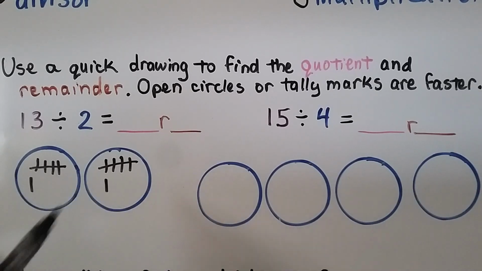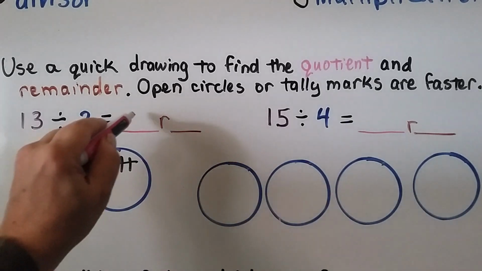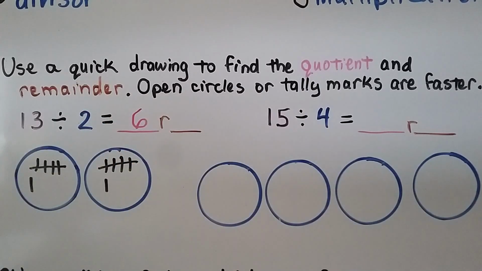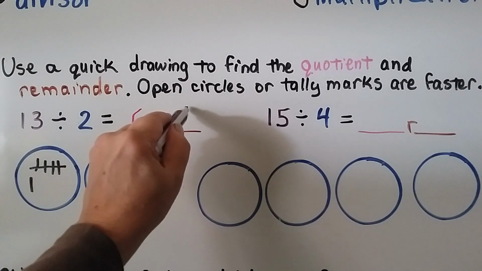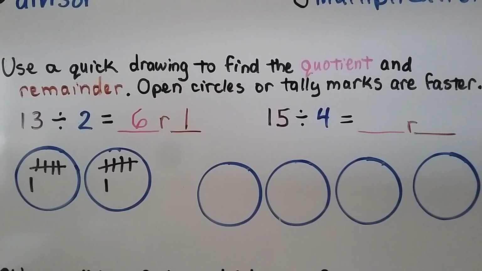We have 2 groups that each have 6 in them, and we have 1 left over. 13 divided by 2 is equal to 6, remainder 1.